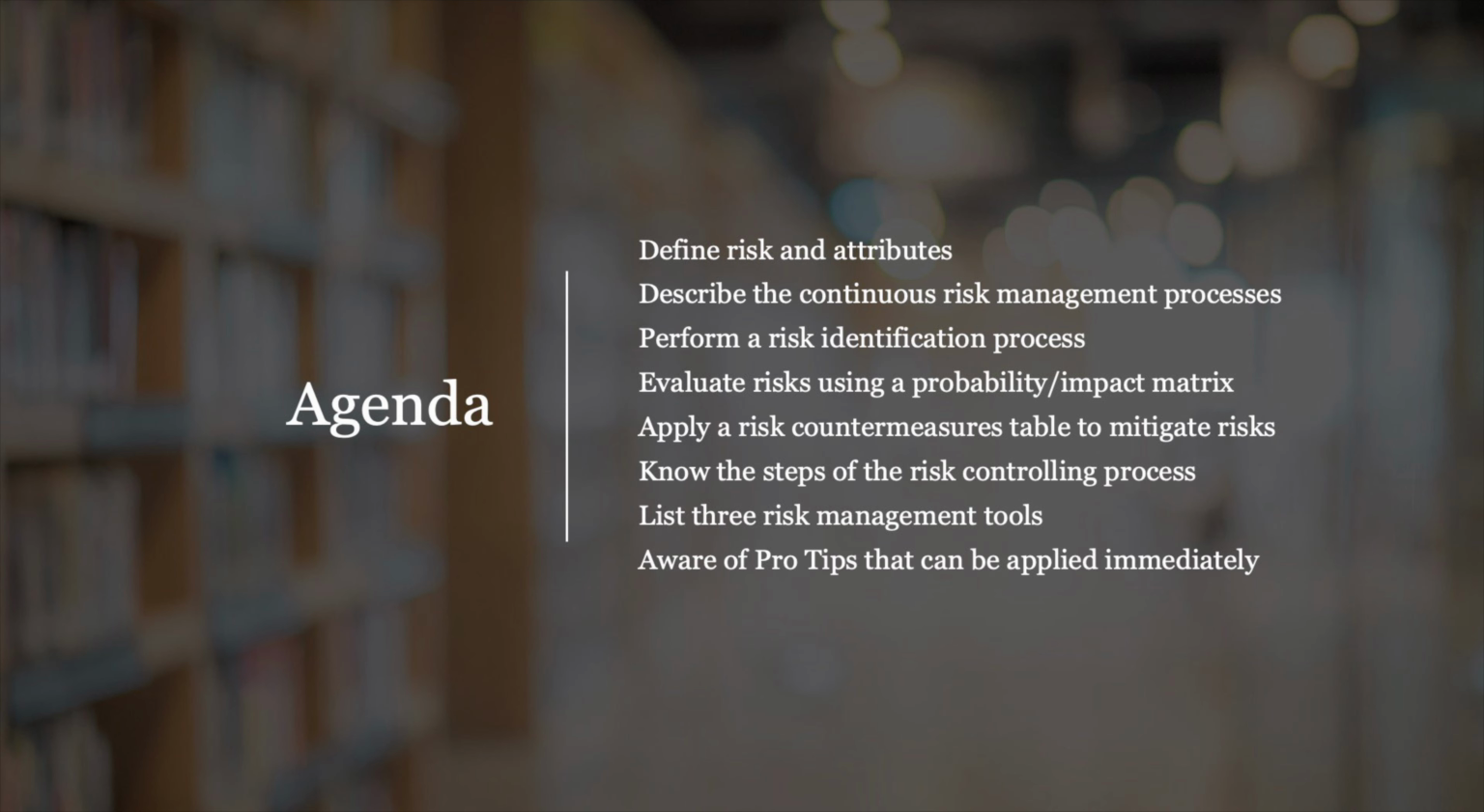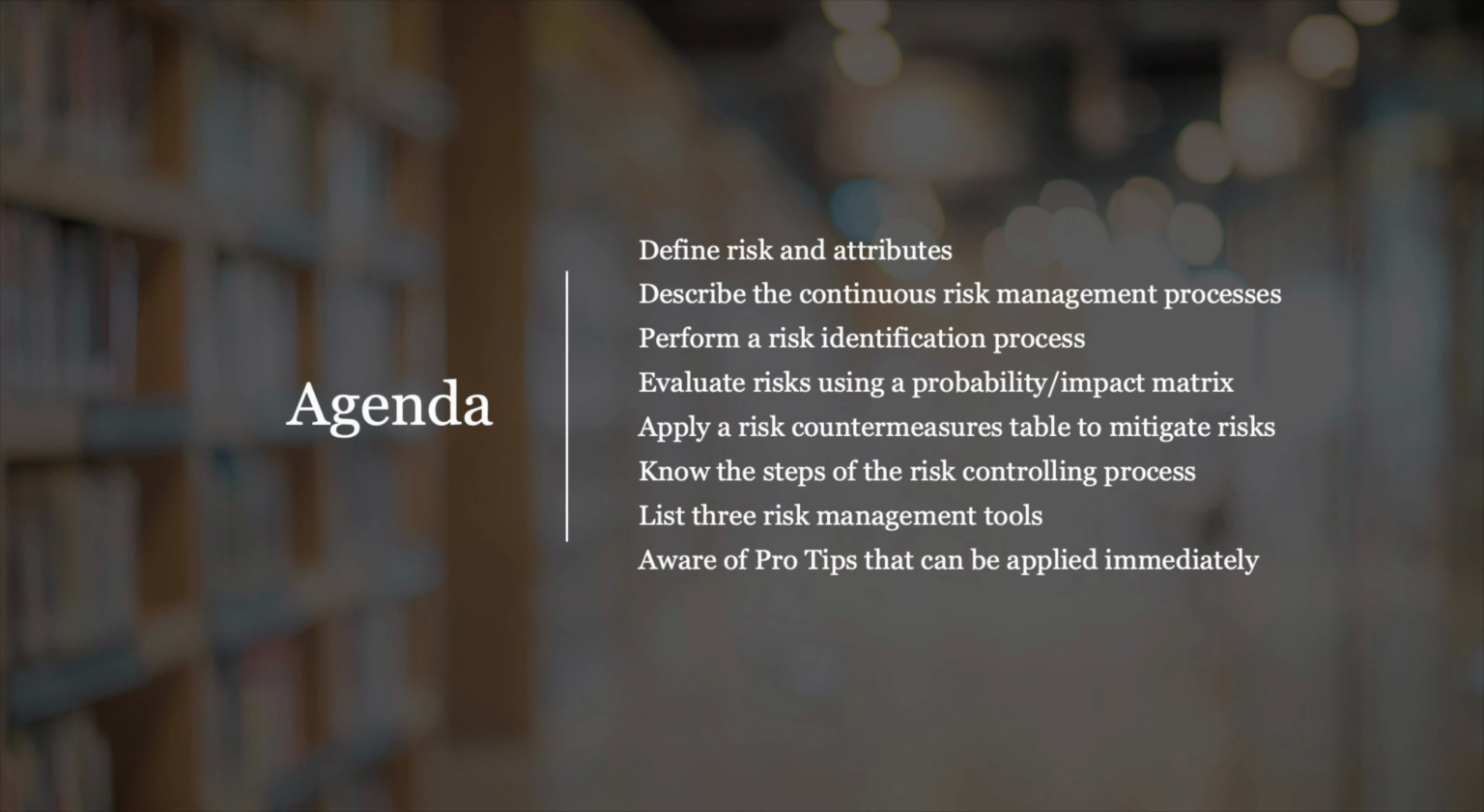Now, to review, we looked at defining risk, and we looked at all of the attributes of risks. We also looked at the continuous risk management processes, and we talked about the 4 phases. We performed a risk identification process, so we put together a table of how to identify a risk, and also how to capture that on a table. We looked at using a risk probability impact matrix, so how to do a calculation, the high, medium, low, to identify the overall impact of that risk on our project. We also looked at developing a countermeasure table to help us identify ways that we can mitigate various risks.